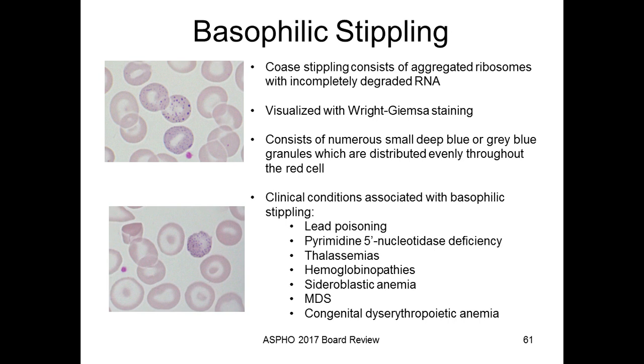So first of all, there's basophilic stippling. Basophilic stippling typically is coarse stippling, which consists of aggregated ribosomes with incompletely degraded RNA. And you can visualize basophilic stippling with Wright-Giemsa staining, the kind of stain that comes directly from the hematology lab. And Wright-Giemsa staining actually allows you to identify nucleic acid. So what you're actually seeing is the RNA portion of these aggregated ribosomes. And it consists of numerous small deep blue or gray-blue granules, and they're distributed evenly throughout the red cell.